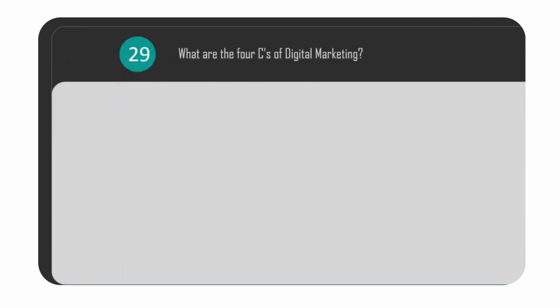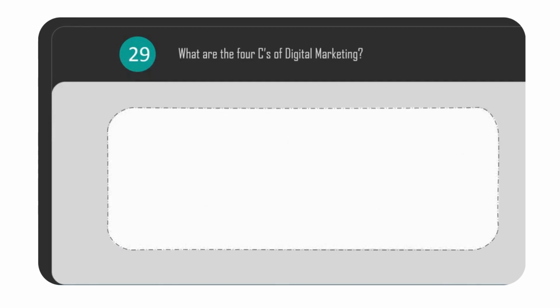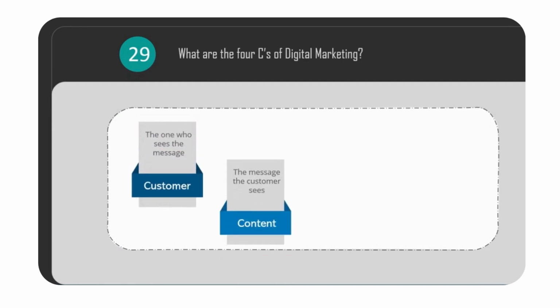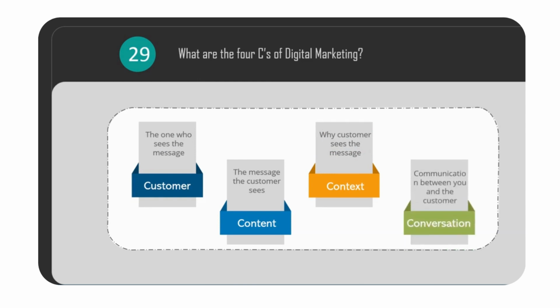The next question is, what are the 4 C's of digital marketing? We have 4 C's, like we have 4 D's of digital marketing. We have something called 4 C's of digital marketing. That is nothing but customer, content, context, and conversion. Customer is someone who sees the message or views the message. Content is the message that the customer sees, whereas context is why the customer needs to see the message. And conversion is the communication between you and the customer.